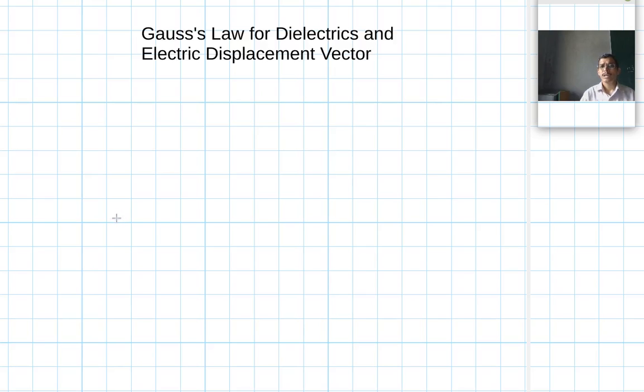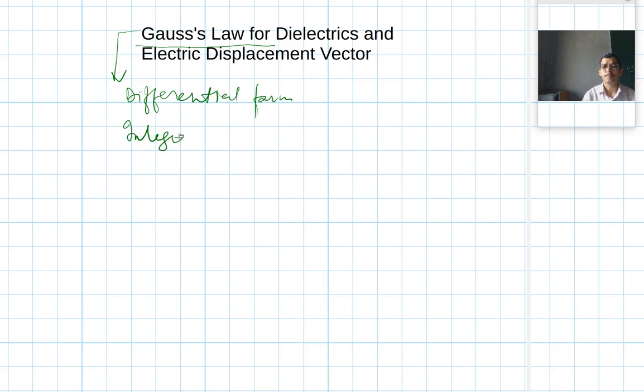So now I am going to discuss Gauss's law for the dielectrics and electric displacement vector. Gauss's law in dielectrics has two parts. One is the differential form, and another is integral form. So first of all, let me talk about the differential form of Gauss's law.